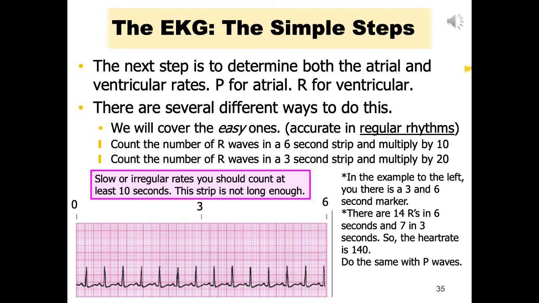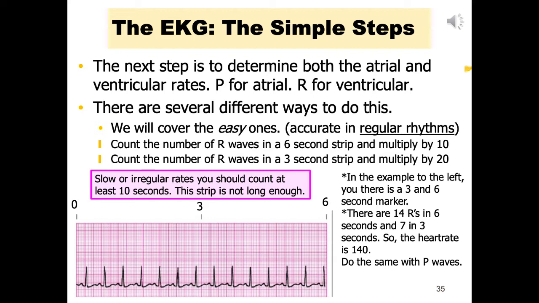The next step is to determine both atrial and ventricular rates, the P for atrial, the R for ventricular. There are several ways to do this. The easy ones are accurate in regular rhythms only. One way is to count the number of R waves in a 6-second strip and multiply by 10. In this case, there are 14 R waves, so the heart rate would be 140. There are also 14 P waves, which means the atrial rate would be 140.